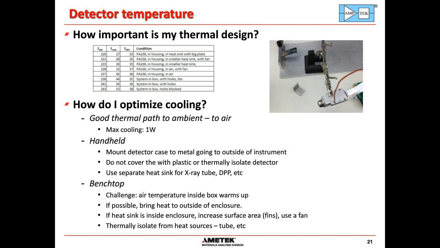So don't cover it with plastic, don't thermally isolate the detector, and use a separate heat sink for the X-ray tube and the DPP. The X-ray tube will be dissipating a lot of power. You want to separate that from the detector. And at benchtop, the big challenge is that the air temperature inside the box warms up. So you need a good heat sink, but you also need some way to get air flowing through the box so you can keep it cool. And the thermal design of the system is really important to optimizing performance.